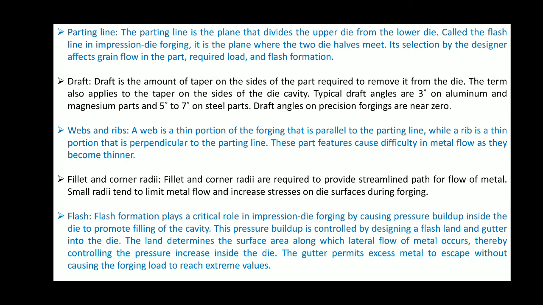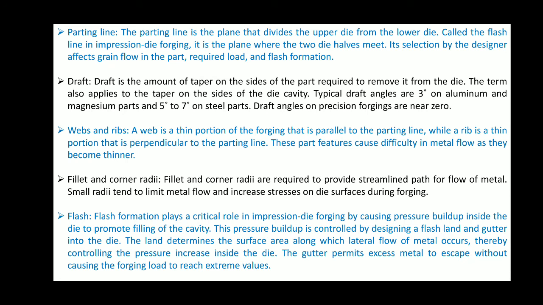Similarly, draft. What is draft? It's nothing but the amount of taper on the sides of the part which is required to remove it from the die. This term also applies to the taper on the sides of the die cavity. We have already seen it's a kind of tapering. Generally the draft angle is about 3 degrees on aluminum and magnesium parts, and 5 to 7 degrees on steel parts. So for steel parts we generally give more draft allowance, so that taking the part out from the die cavity becomes somewhat easy. And if we are talking of precision forging, then the draft angles are near zero. We provide some draft, but as we are talking of the precision forging process, it's somewhat zero.